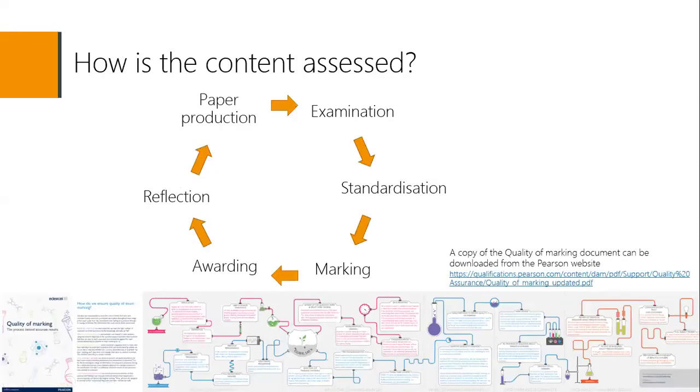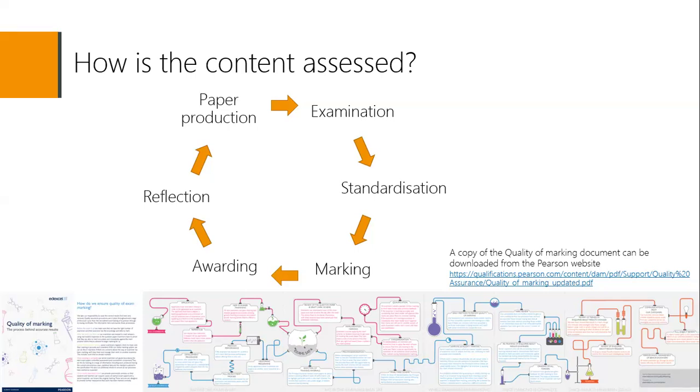And now we're going to look at how the content is assessed. It is a cyclical process, but it begins with the production of a question paper. Each of the examination papers used in an external assessment is written by the principal examiner. The paper is then reviewed and revised by a committee of experienced senior examiners. At the same time, a provisional mark scheme is produced.